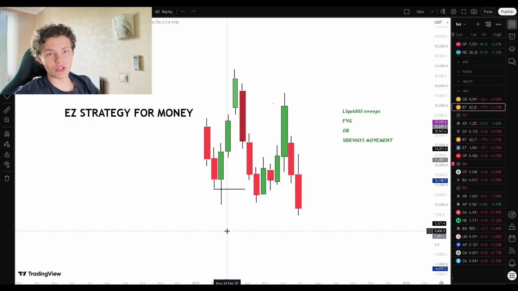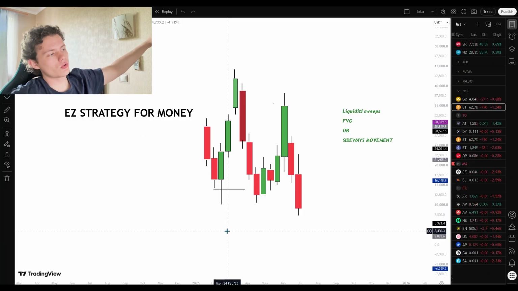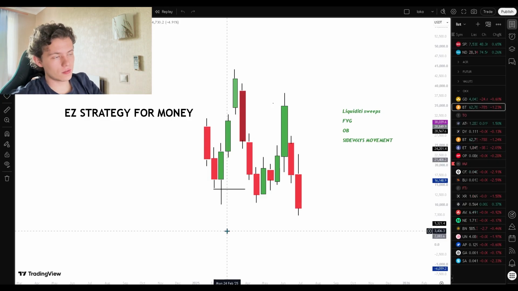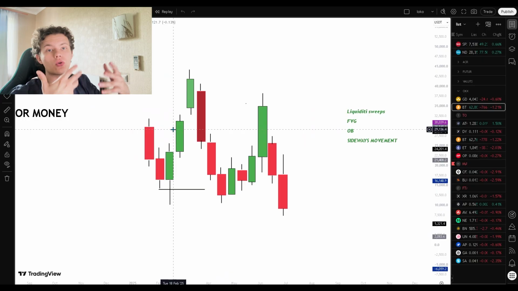Top entry strategies and how to enter the deal correctly. Here you can see a strategy for money, and on the right side of the chart you can see the factors you need to see and the types of entering a deal. And on this chart example I will show you them all.